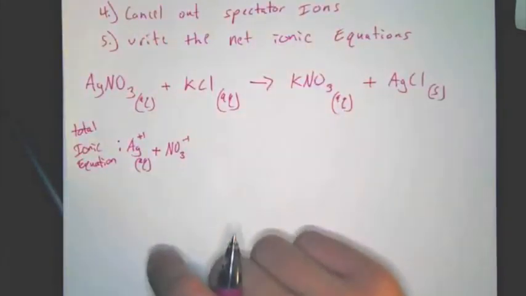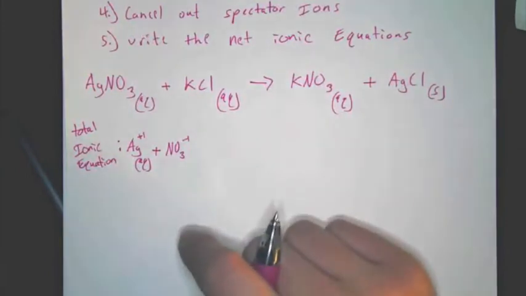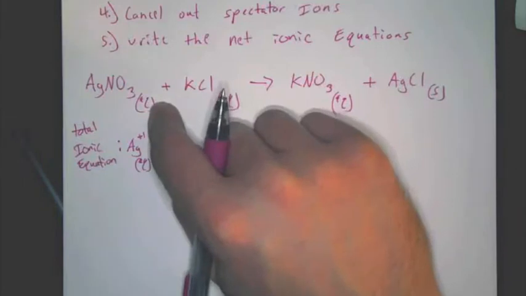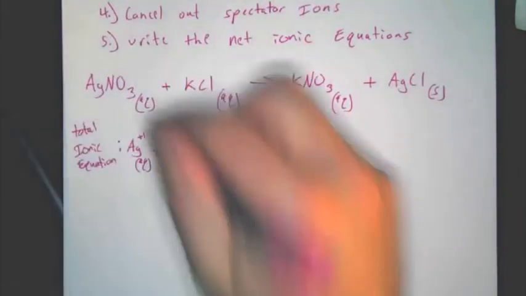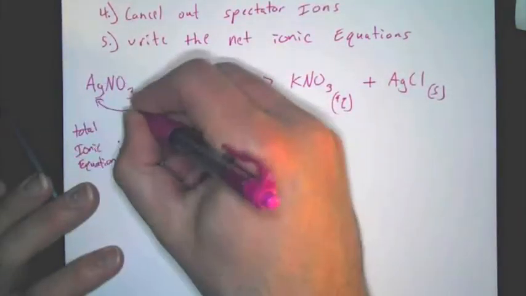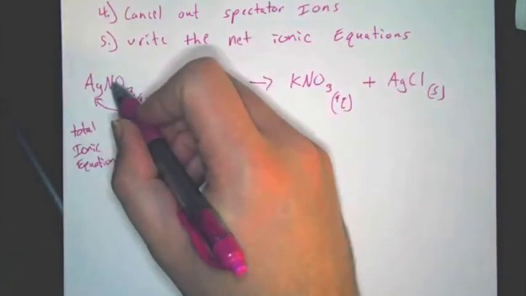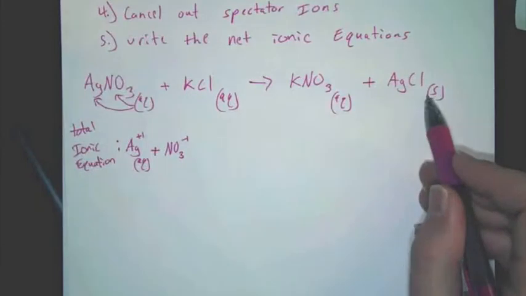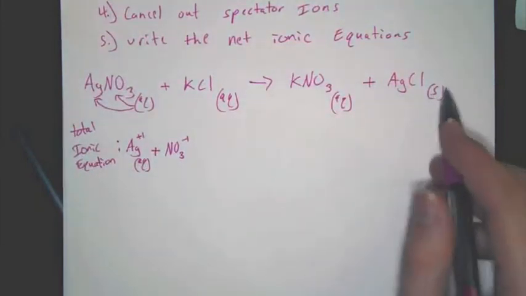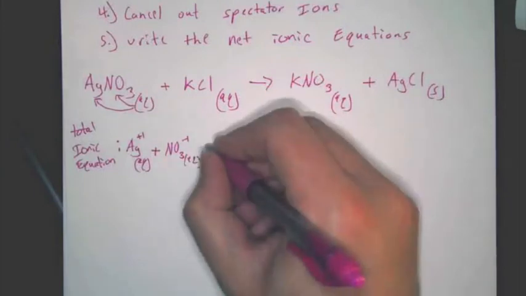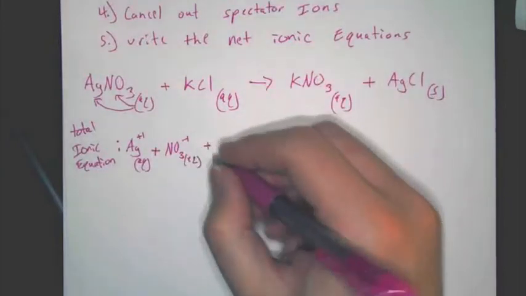How do I know the silver's aqueous? This phase applies to both. So the phase goes to both things, and if it's aqueous, that means it splits up. If it's a solid over here, which we'll get to, it does not split up, so we have to say it's solid. Then you keep going. Yeah, it takes a lot of space.